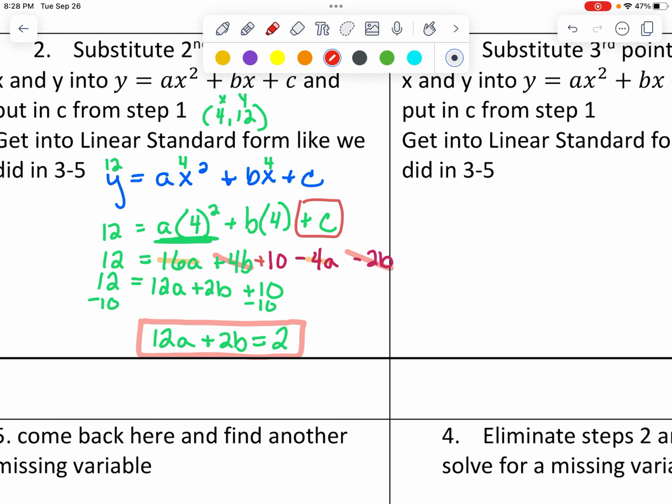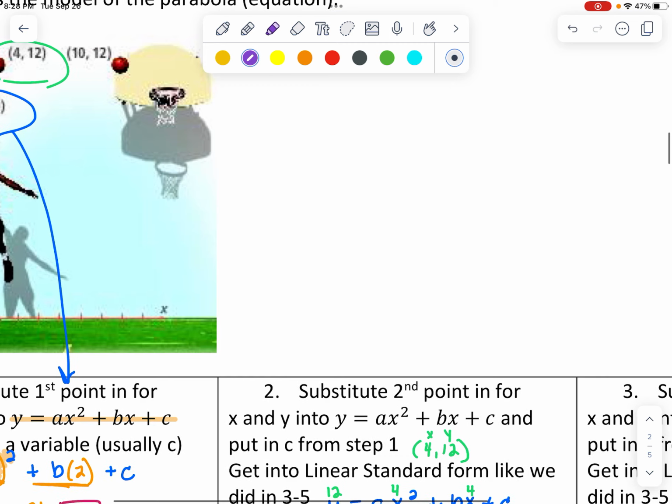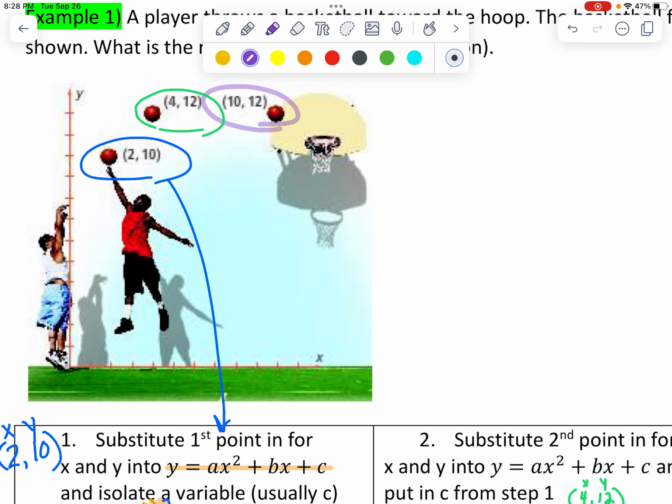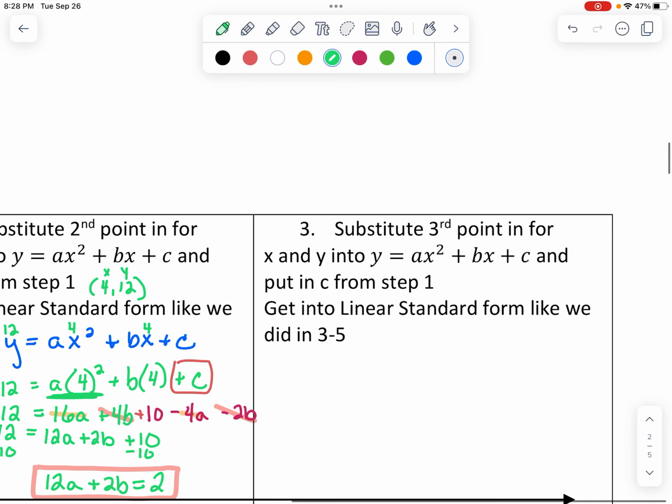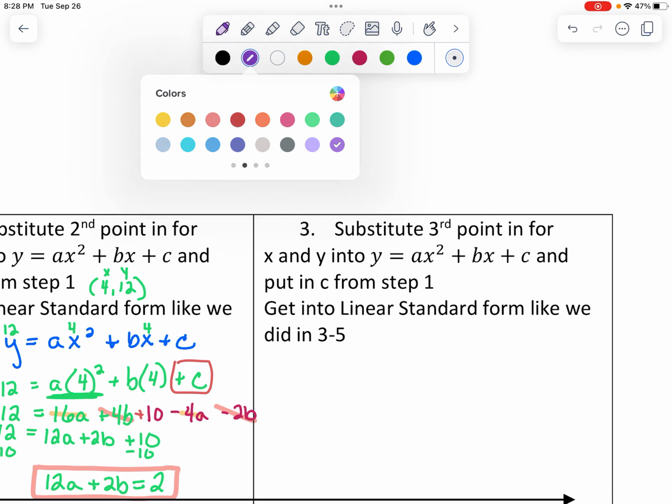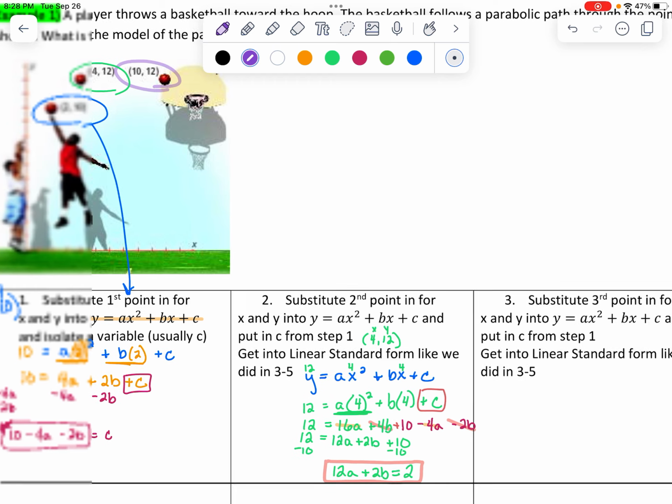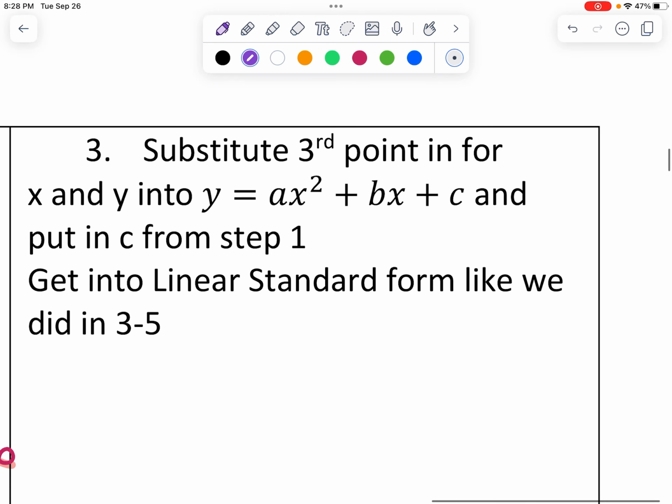Now, just like chapter 3, section 5, we have to do that one more time. So we have a third point. Any 3 points will make a parabola. So here we go. We're going to take a look and grab this. And what was our point? (10, 12) was our third point. Okay, so (10, 12).